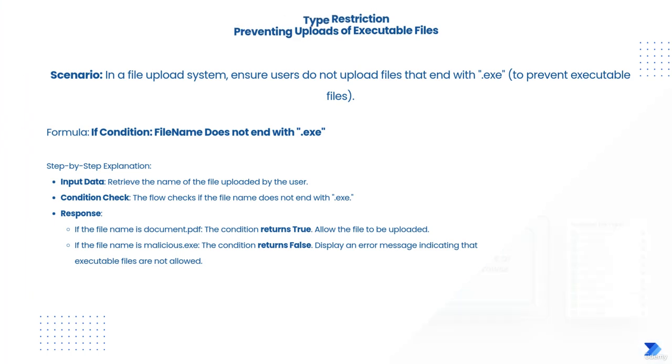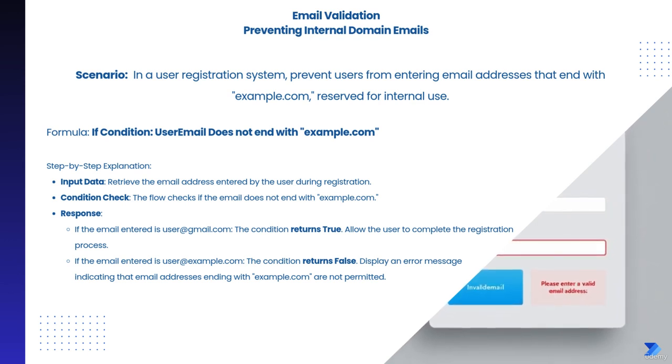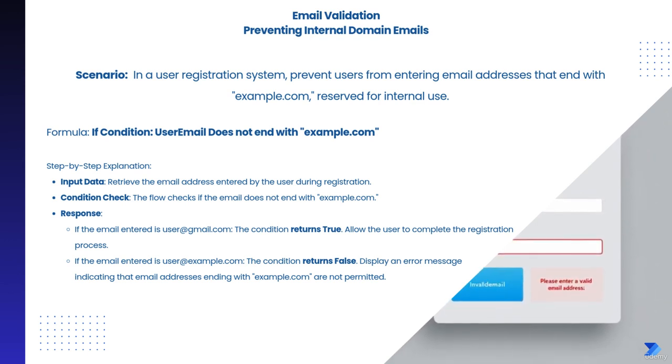Example 2. Email validation. Scenario. In a user registration system, you want to prevent users from entering email addresses that end with example.com because it's a domain reserved for internal use. The flow checks if the entered email does not end with this domain. Formula. If condition, user email does not end with example.com.